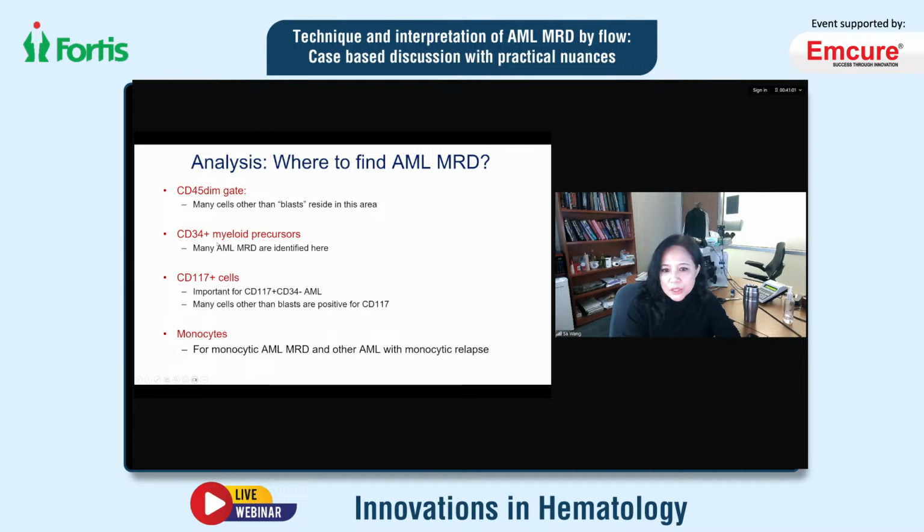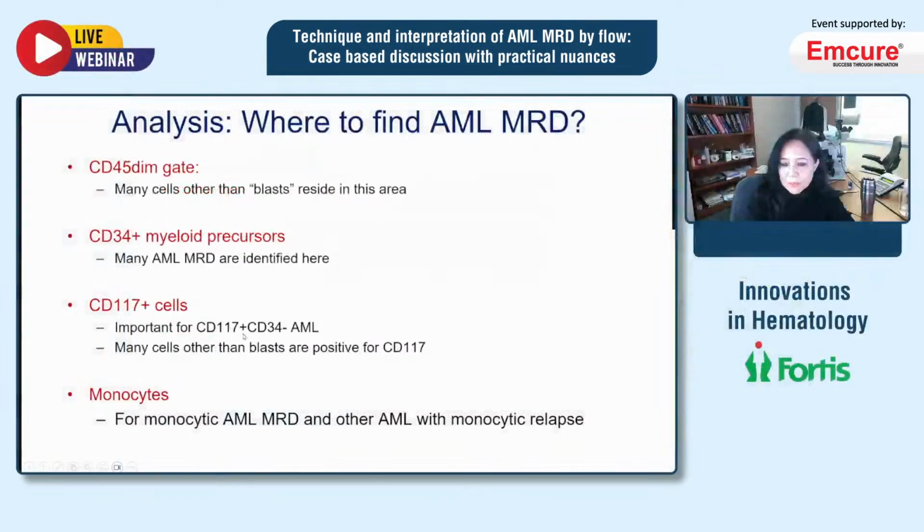The second one is CD34 myeloid precursors. Actually, the majority of AML MRD, as I said, we summarized the data, in more than 80% of cases you identify the MRD in this compartment. Then the CD117 positive cells. This is very important for CD117 positive, CD34 negative AML, because in some cases the leukemia stem cells are actually CD34 negative. Then you find the immature cells usually in this compartment. However, there are a lot of cells positive for 117. We have to know what cells are positive for 117.